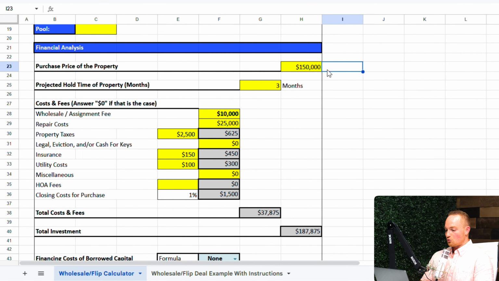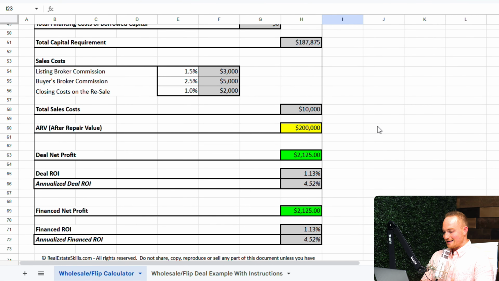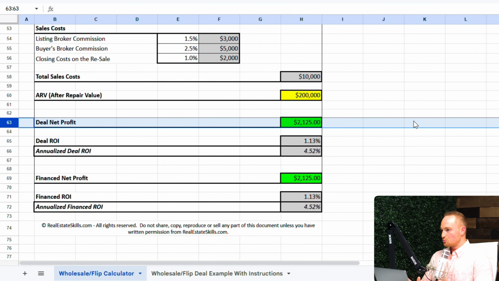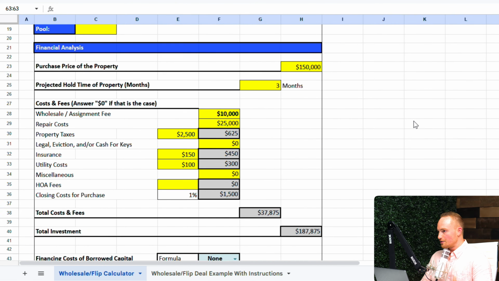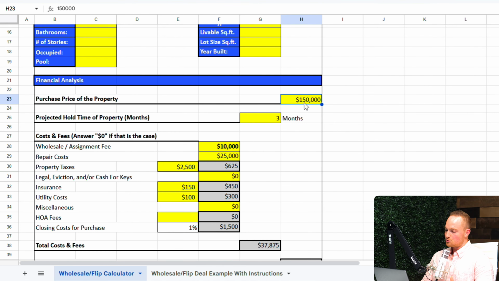If we scroll down to the bottom, now that we've plugged in all of our numbers, we can see what the deal net profit is in this deal. It's worth noting that once we have a purchase price in this spreadsheet, just to recap, we've got $150,000 as our purchase price, again just our initial number to test it out. Let's say it's listed for $150,000, so we plug in the list price just to see if it works at list price. We've got a 3-month hold time.